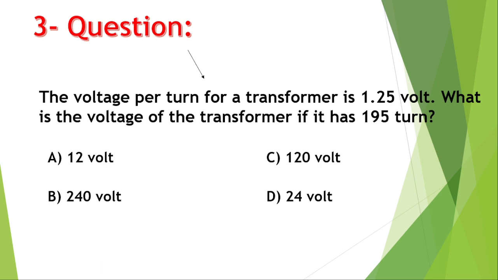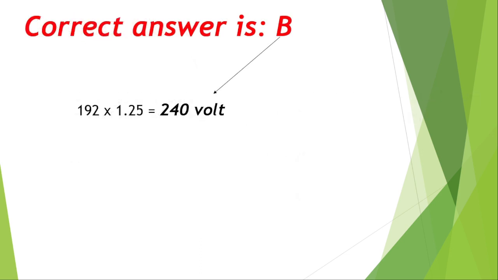Question number 3. The voltage per turn for a transformer is 1.25 volt. What is the voltage of the transformer if it has 195 turn? A. 12 volt. B. 240 volt. C. 120 volt. D. 24 volt. Correct answer is B. Please see the reference.